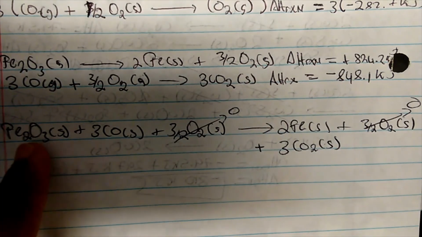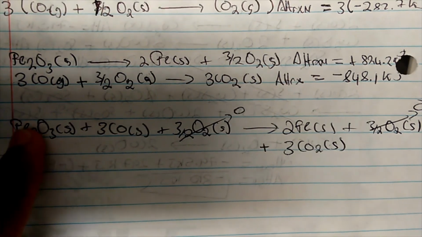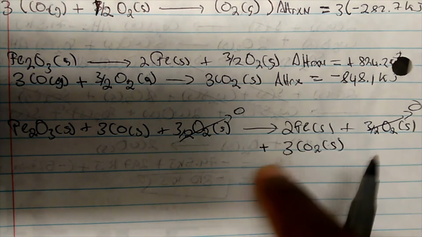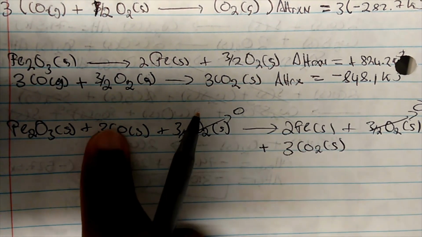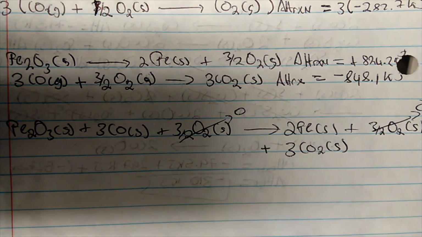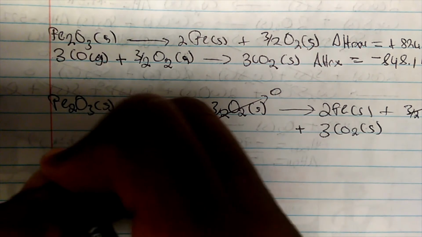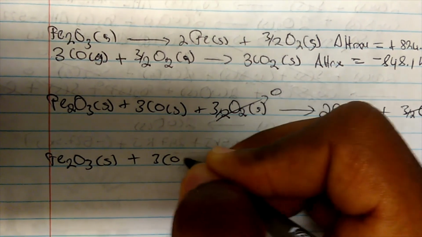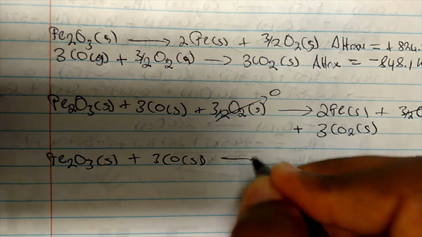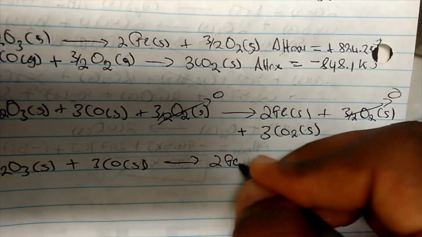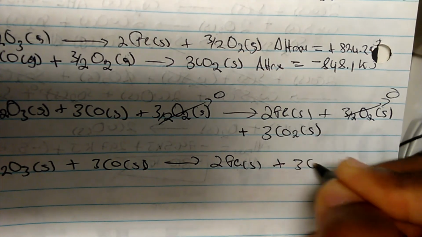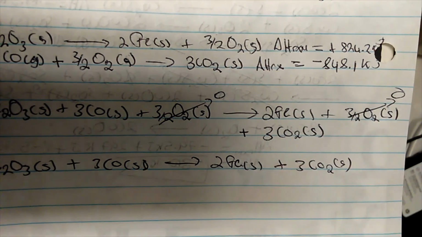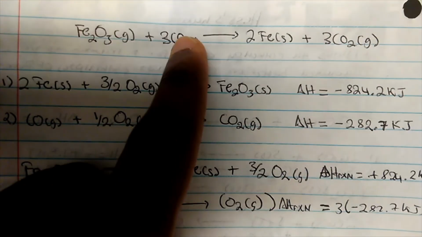And notice that I have nothing left in common. Fe2O3 is not on both sides, so we can't cancel that. Carbon monoxide is not on both sides, so we can't cancel that. And then there's nothing else to cancel. So if we look at this, we're left with Fe2O3 gas plus 3 carbon monoxide gas, and that goes to 2 moles of iron solid plus 3 CO2 gas. Now look, is this the reaction that we got? It's exactly the target reaction.